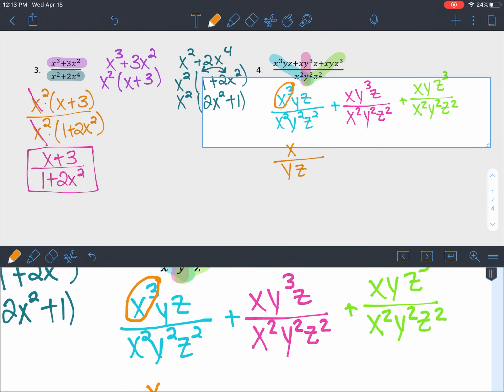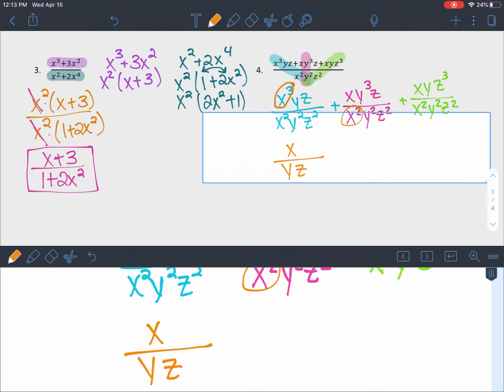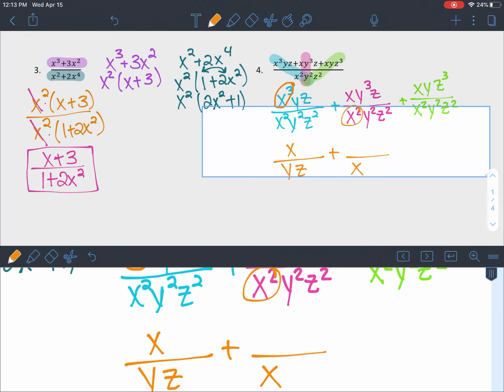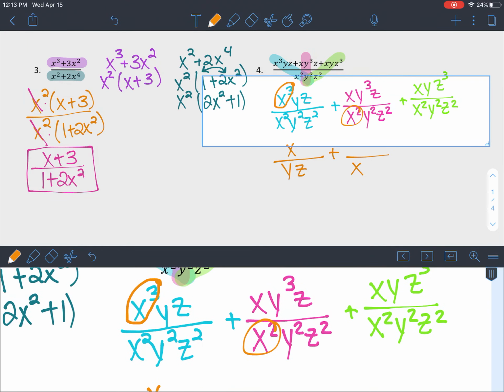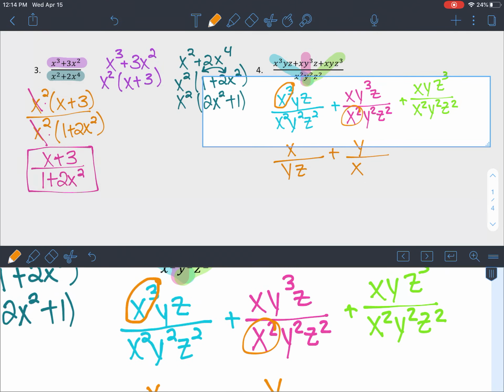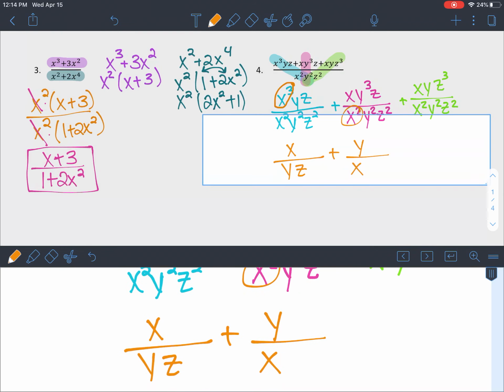Now I'm going to go to my pink term. So x and x squared. There's more x's on the bottom, and by how much? Just 1. There's 3 y's on top, 2 y's on the bottom. So there's more on top than there are on bottom, and by how much? Just 1 again. And then I look at my z's. There's 1 on top, 2 on bottom. There's more on the bottom, 1 more. So I'm going to put my z there.